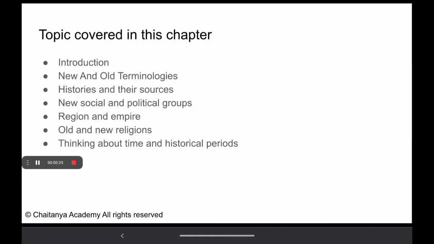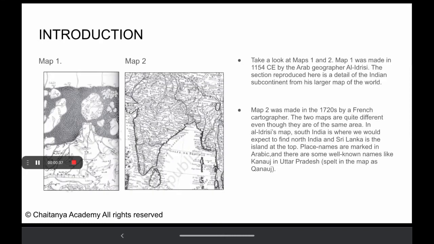Today we are going to read in this part the introduction and new and old terminologies. As you can see here in the introduction page, we have been provided with two maps. Take a look at Map 1 and 2. Map 1 was made in 1154 by a geographer, Al-Idrisi. The section we produce here is a detail of the Indian subcontinent from its larger map of the world.